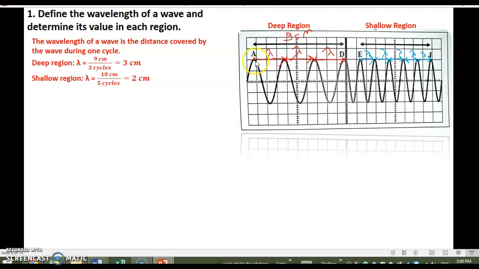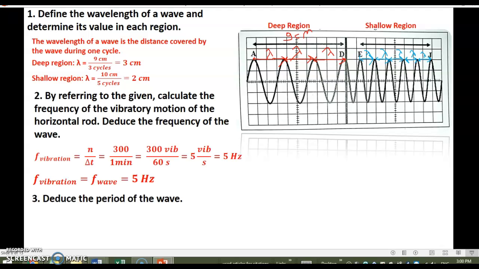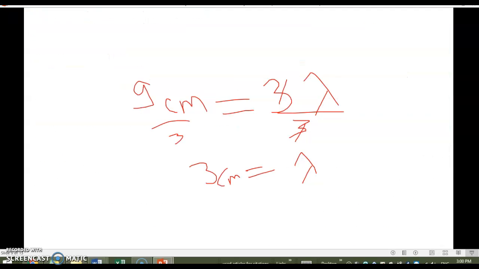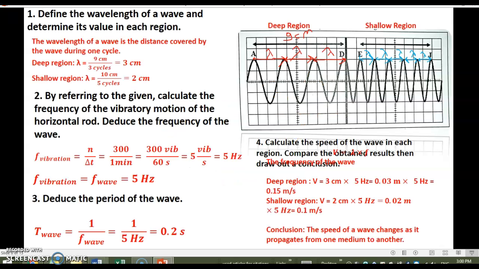The wavelength is the distance between two consecutive crests. In this case, it includes 1, 2, and 3 wavelengths. So we can express it as such: 9 centimeters is equal to 3 lambda. Solving for lambda, we divide both sides by 3, and we get that lambda is equal to 3 centimeters.